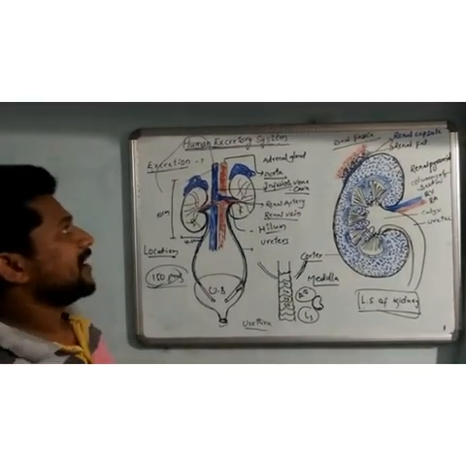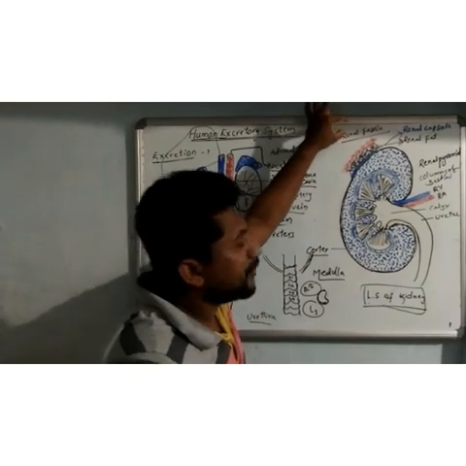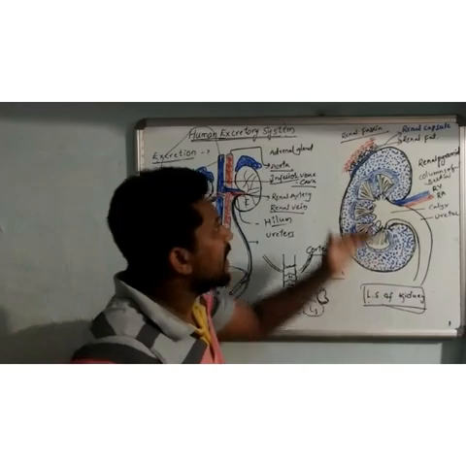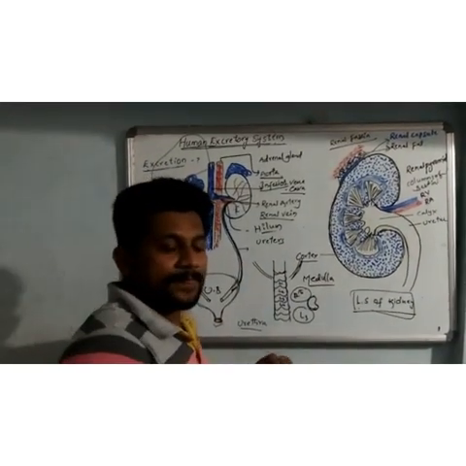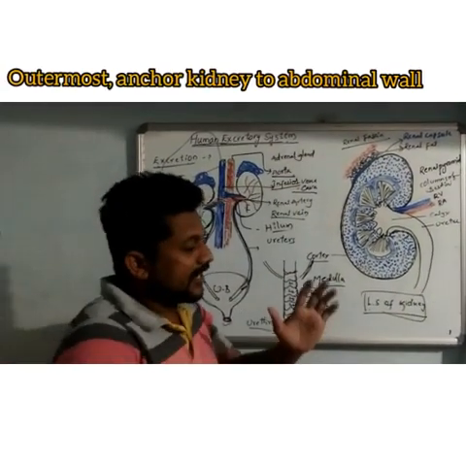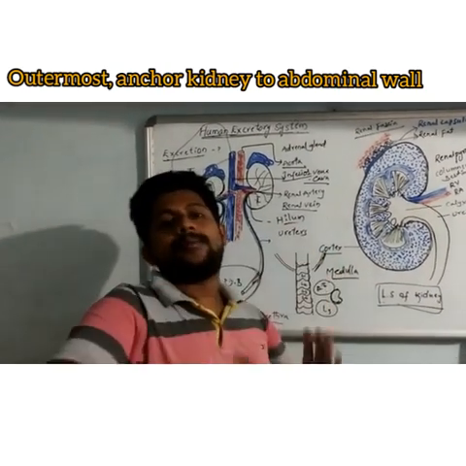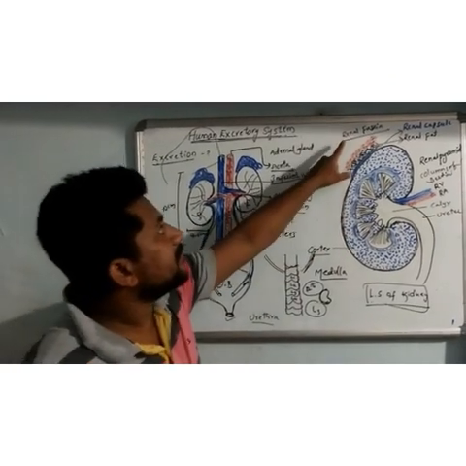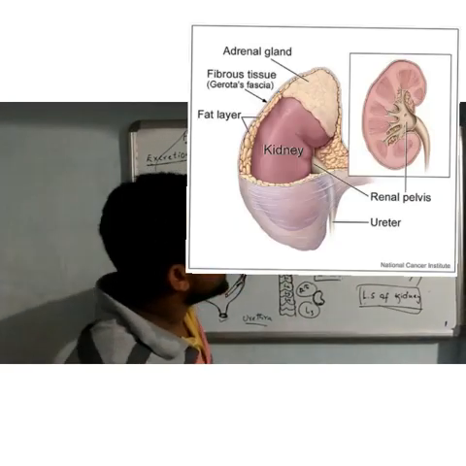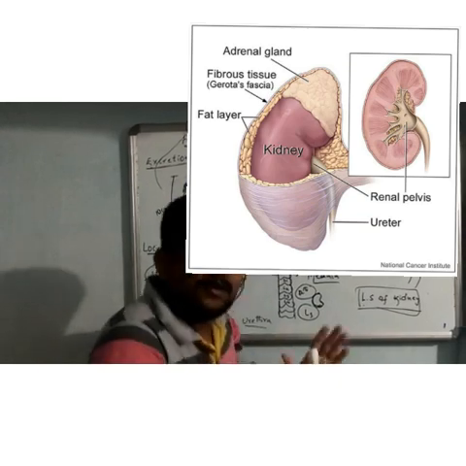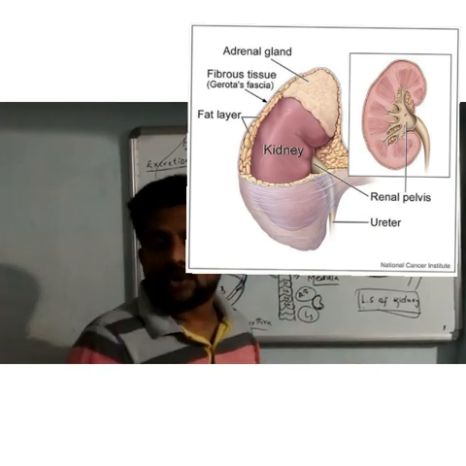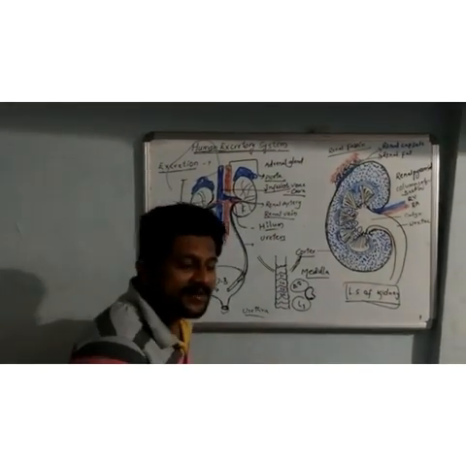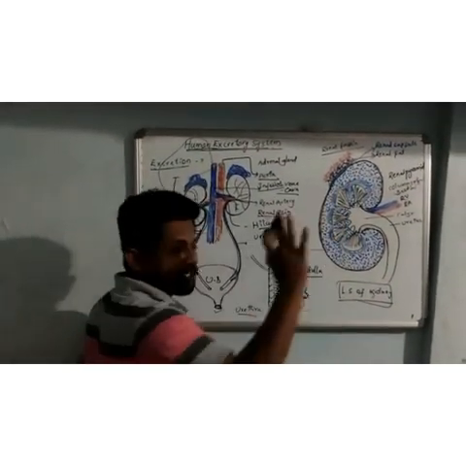Renal fascia is an outer fibrous connective tissue. What is the function of this renal fascia? With the help of this renal fascia, the kidney is attached to the abdominal wall. So the function of renal fascia is that it connects the kidney with the abdominal wall. Yes, so these are the three protecting layers around each kidney.